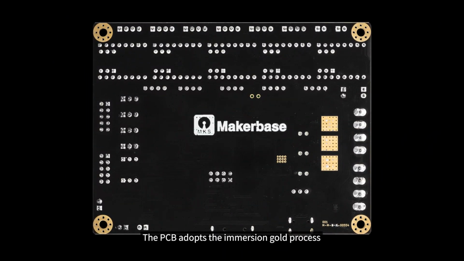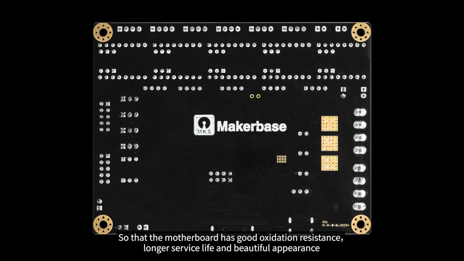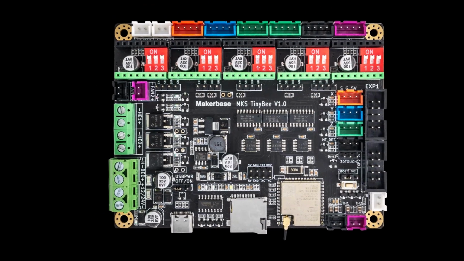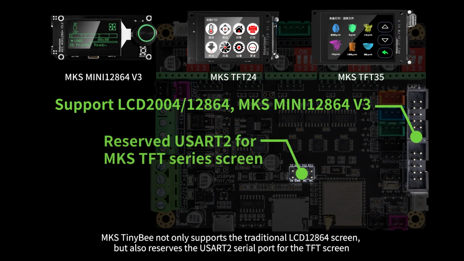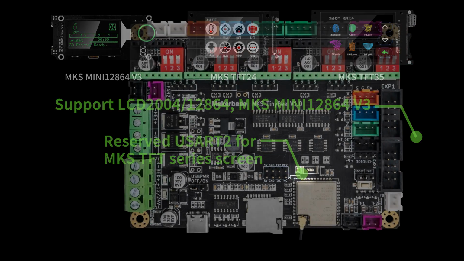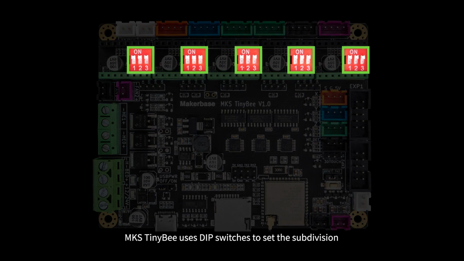The PCB adopts the immersion gold process, so that the motherboard has good oxidation resistance, longer service life and a beautiful appearance. MKS TinyBee not only supports the traditional LCD 12864 screen, but also reserves the USB-T2 serial port for the TFT screen. MKS TinyBee uses DIP switches to set the subdivision, eliminating the complex operation of using jumper caps to set the subdivision. It is more intuitive and convenient to use.